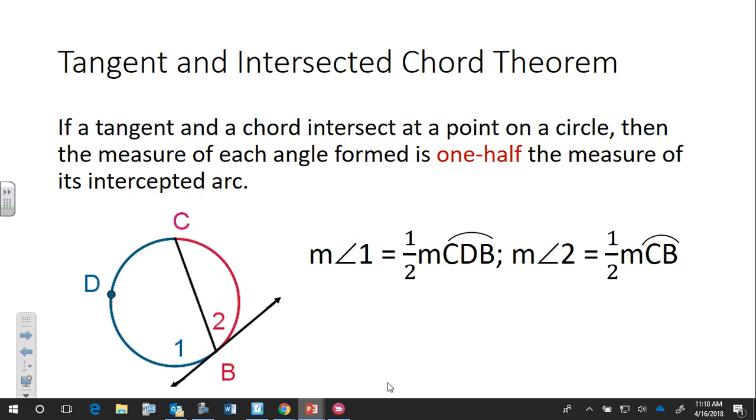Which makes sense, right? How many degrees are there in a whole circle? 360. How many degrees are there in a straight angle? 180. So we have to deal with half of it, don't we? In order to get the angle, we divide the arc by 2. If we want the arc, we multiply the angle by 2. So far, so good? Okay, let's see it in action.